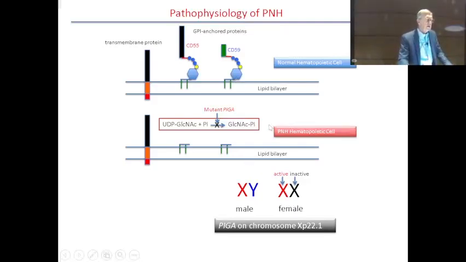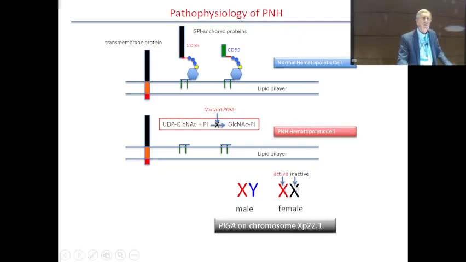PIGA is located on the X chromosome. So males, of course, have one X chromosome and one Y chromosome. So when this GPI anchor gets mutated, or when PIGA gets mutated in a male, then all of the cells will be affected. The same thing is true in females, although for a different reason.